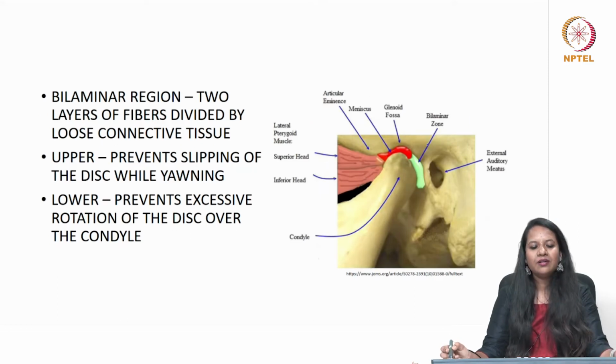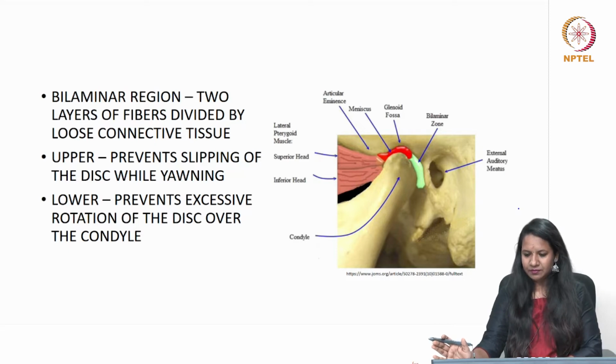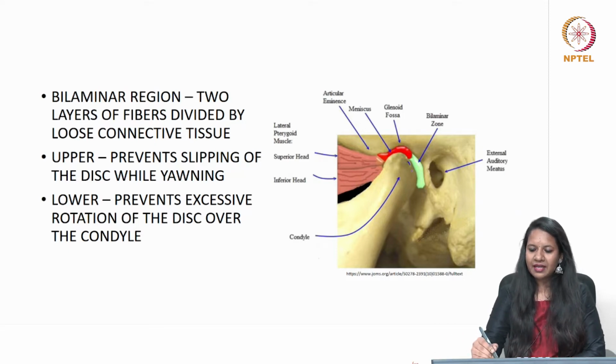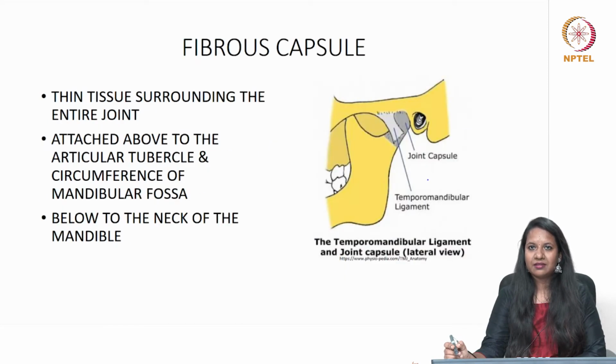So, there is a region most posteriorly which is highly innervated and it is highly vascularized, known as bilaminar region, otherwise called as retrodiscal tissue, which consists of two layers of fibers divided by loose connective tissue. Each fiber has its own unique function. The upper fibers will prevent slipping of the disc while yawning, and the lower fibers will prevent excessive rotation of the disc over the condyle. This green area is the bilaminar zone, that is the most posterior area of the articular disc.